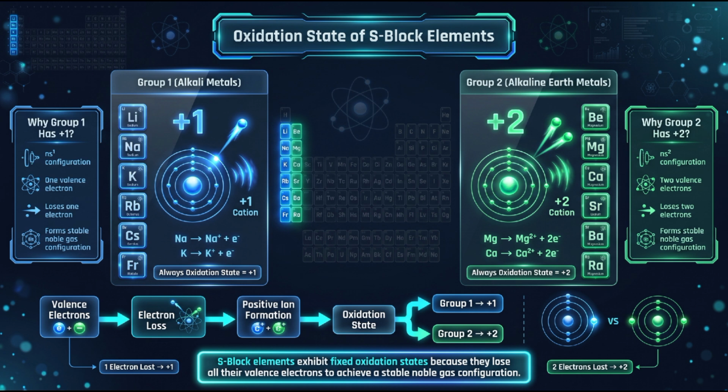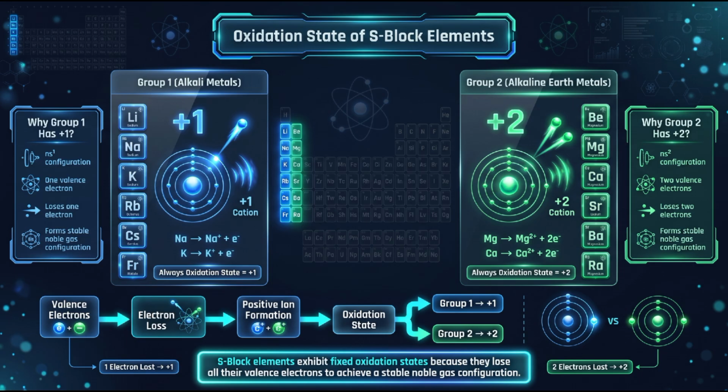The image also explains the oxidation state of Group 2 alkaline earth metals. These include beryllium, magnesium, calcium, strontium, barium, and radium. All Group 2 elements possess the general electronic configuration ns2. This means every atom contains 2 valence electrons in its outermost shell. During chemical reactions, both of these electrons are removed. For example, Mg → Mg2+ + 2e− shows magnesium losing 2 electrons to become a magnesium ion carrying a positive charge of +2.